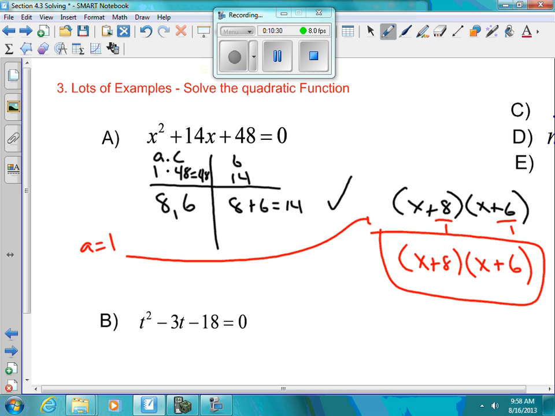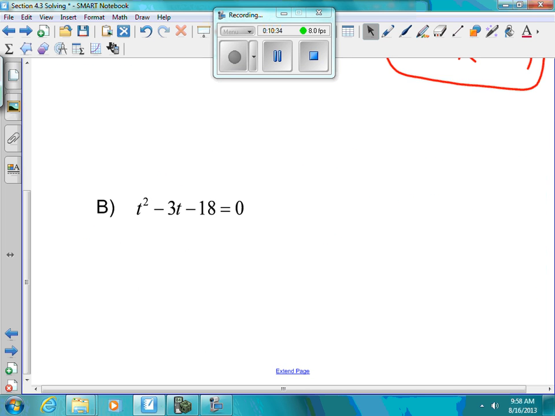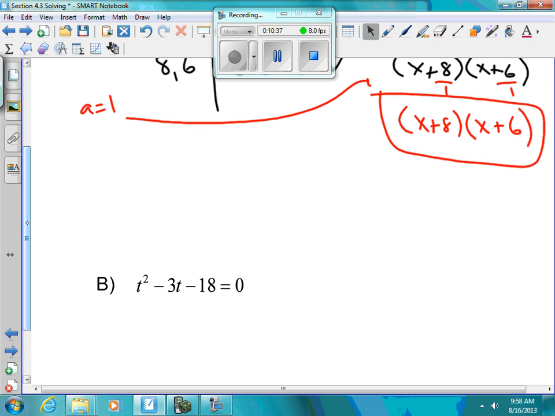Should we take my word for it that we're right? Of course, because I'm always right. No, we don't take my word for it. We FOIL it, or we use the box, or we graph it. We got to do something to check our answer.